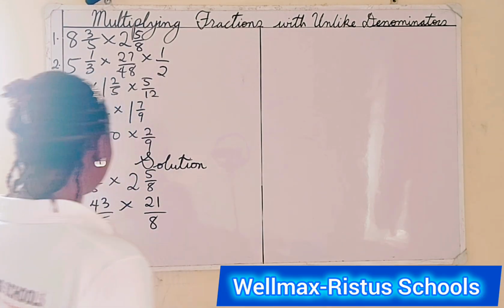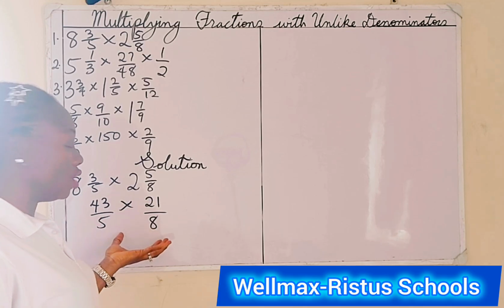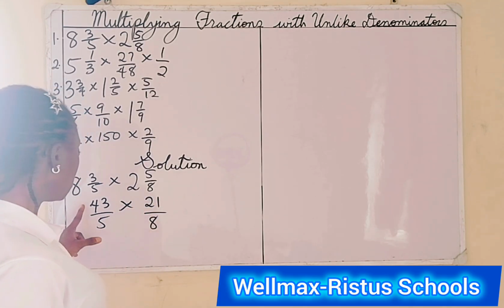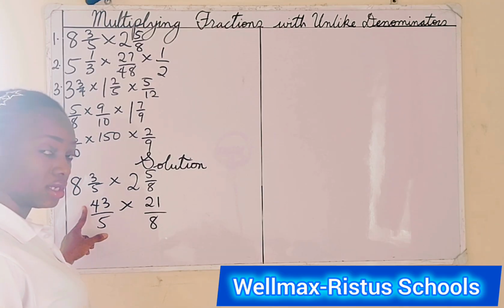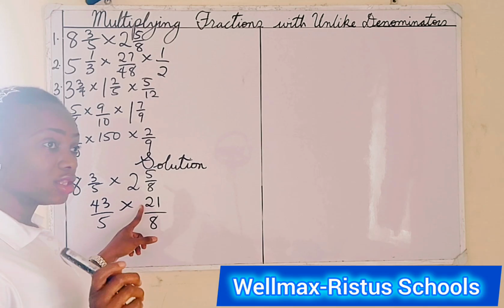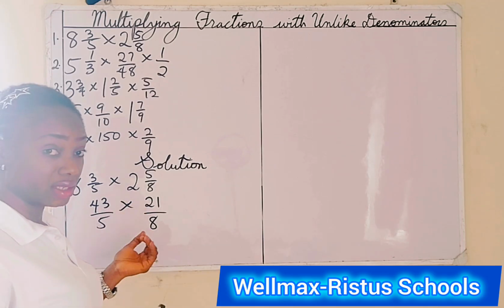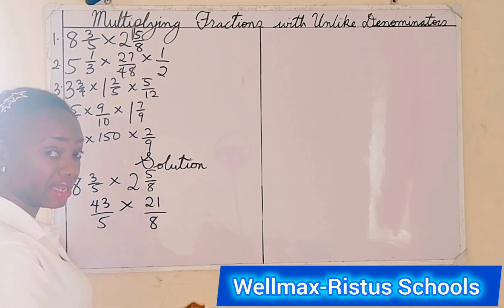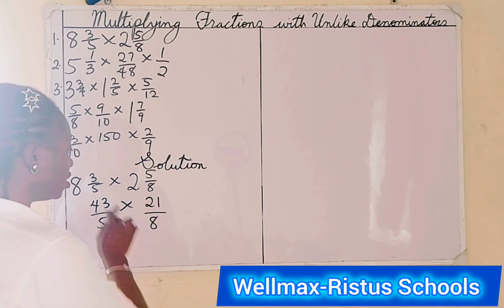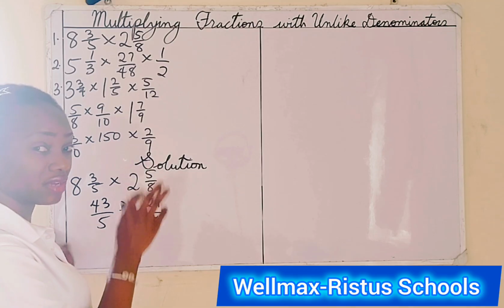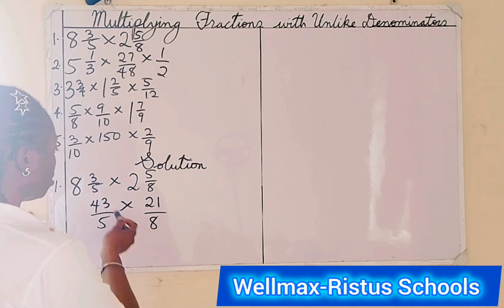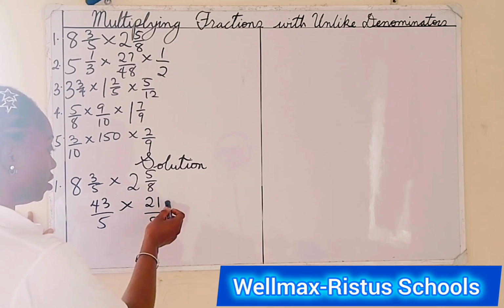Now from here we're going to look at the numbers carefully, to see if any number can go into any of them. Can 5 go into 43? It's impossible. Can 8 go into 21? Impossible. Note that when you're multiplying fractions like this, you can cross divide. You can divide diagonally or vertically, but you cannot divide horizontally. Now 8 cannot go into 43, neither can 5 go into 21.